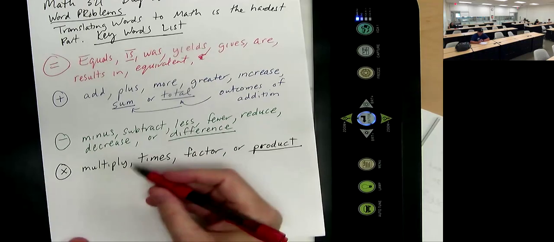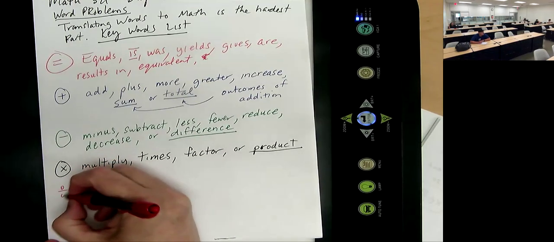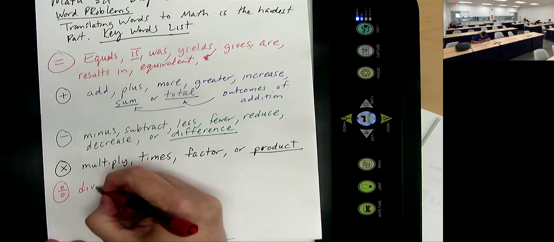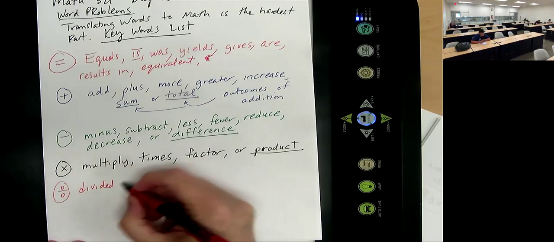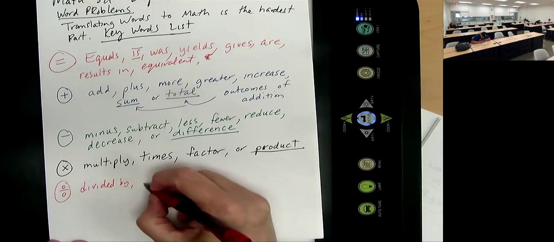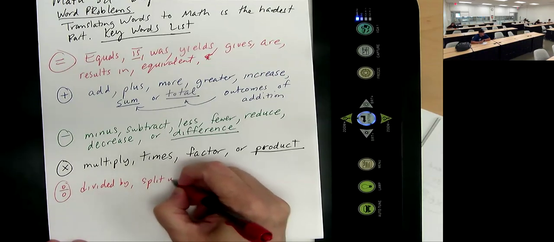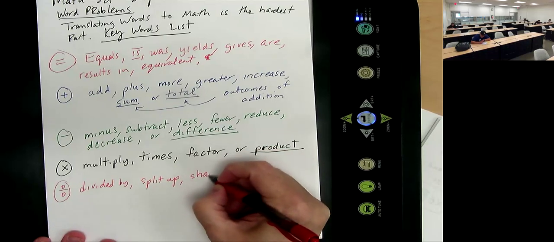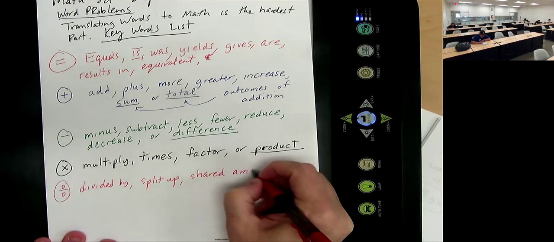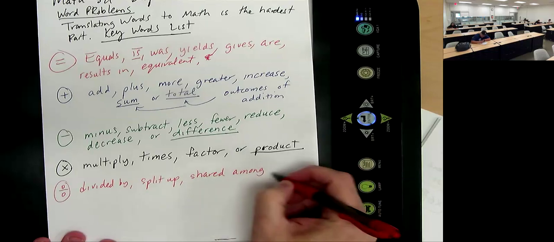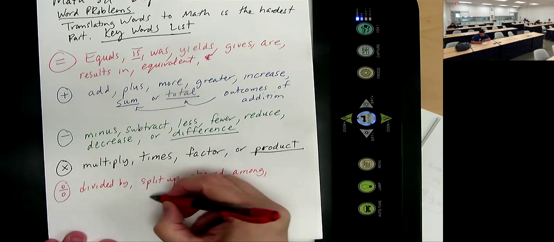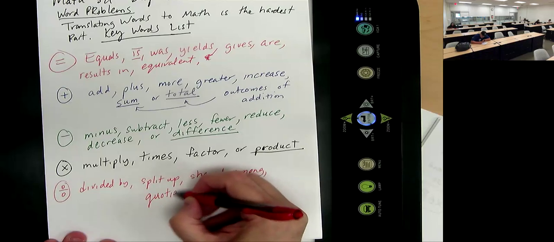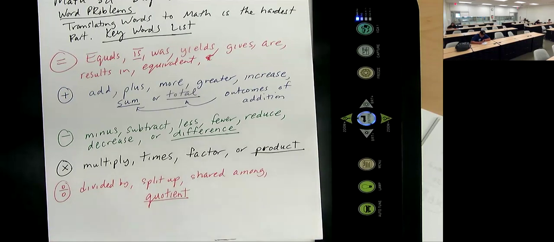Divided doesn't have that many. It also doesn't have a lot. Divided or divided by. Split or split up. Shared among, maybe. And the outcome here, quotient, is the outcome of division.